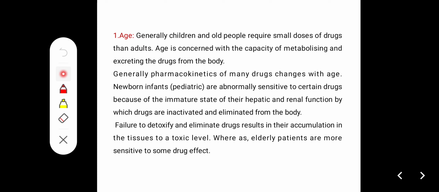Pharmacokinetics means the study of absorption, distribution, metabolism, and excretion of drugs. When a small child does not have properly developed organs like the liver, the liver doesn't metabolize drugs properly. Old people's liver also doesn't work properly. That's why small children and old people require a smaller dose as compared to adults.